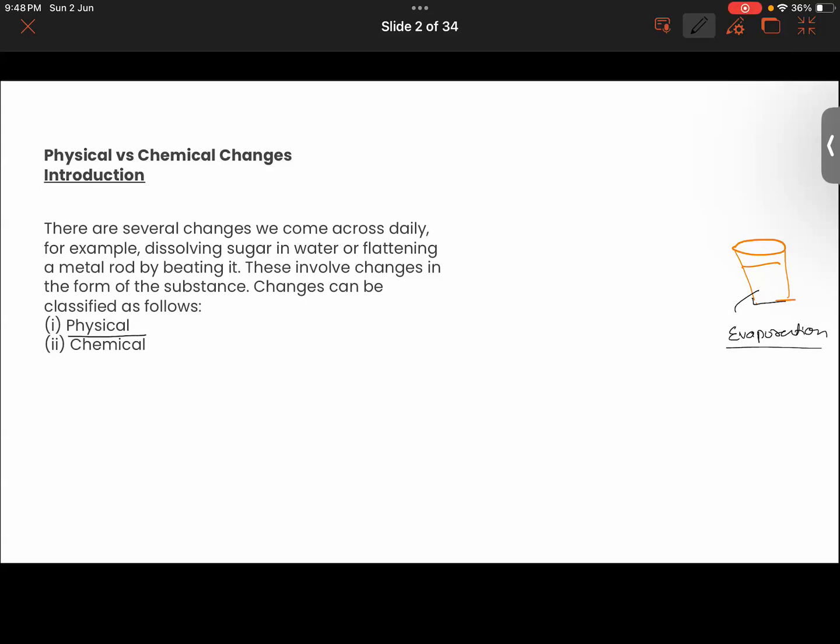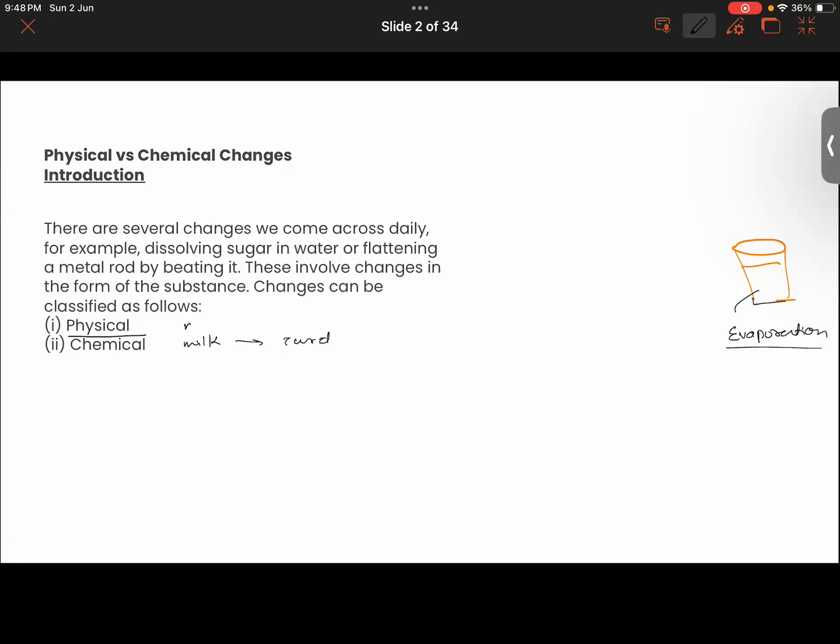While in those kinds of changes where you can't obtain the original product back, like once the milk has turned into curd, is it possible to turn it back into milk? Yeah, Abu and Priyanka, that isn't possible, no? Yes. I hope you guys are getting it.